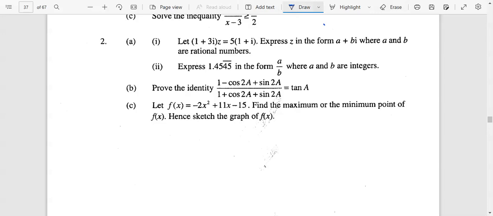B, prove the identity (1 - cos 2a + sin 2a) / (1 + cos 2a + sin 2a) to be equal to tan a.